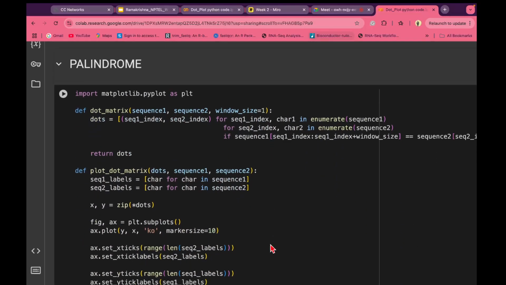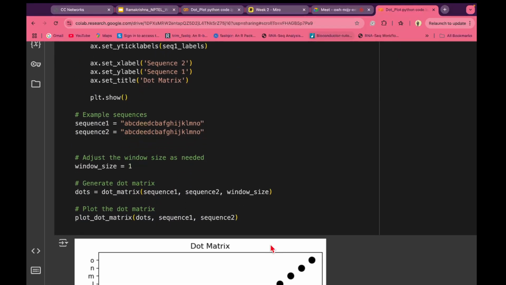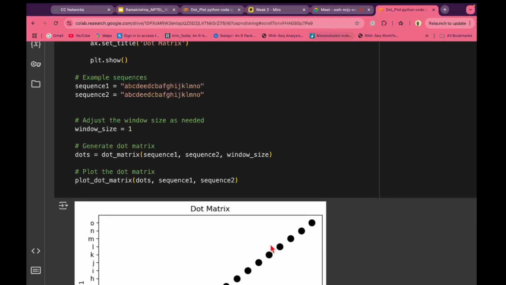Then we have another concept, that is palindrome. A palindrome sequence is a region that reads the same forward and backwards. In a dot matrix, palindromic sequences will form a diagonal line that symmetrically mirrors itself across the central axis of the matrix. So you can see a 90 degrees perpendicular line. This is an X-shaped occurrence. Here I have taken some examples for visualization purposes.